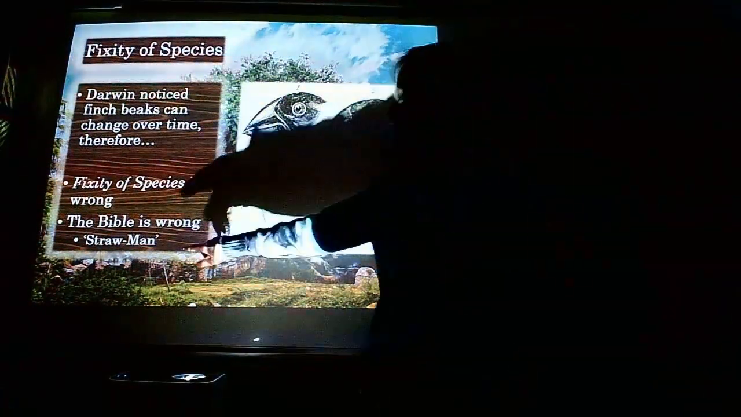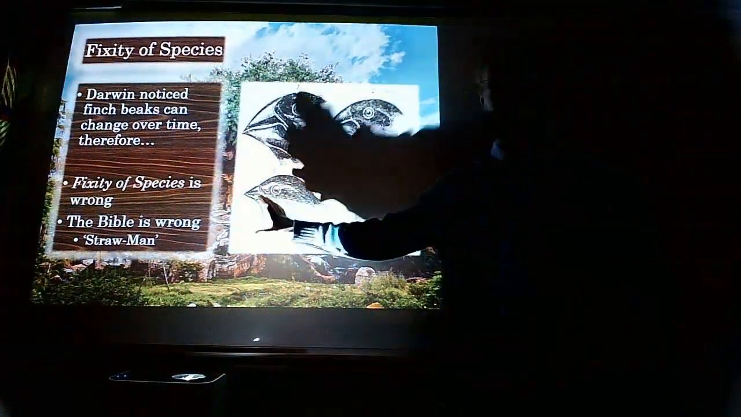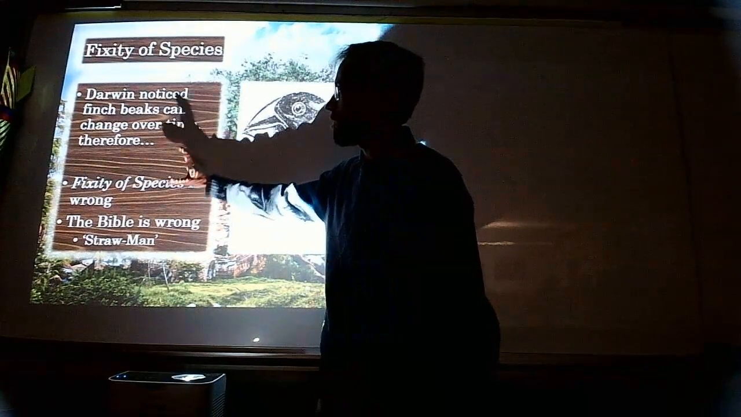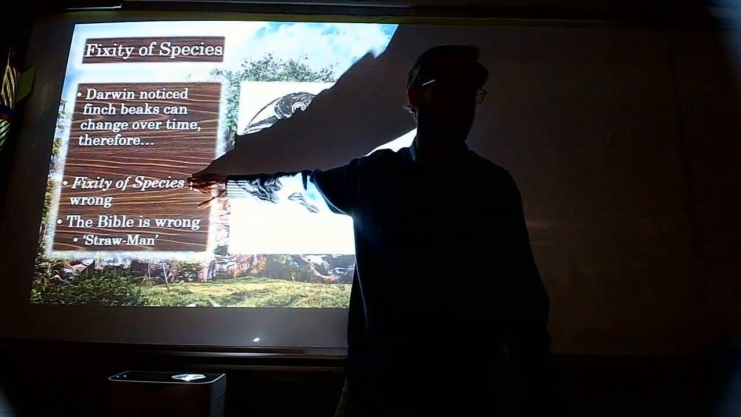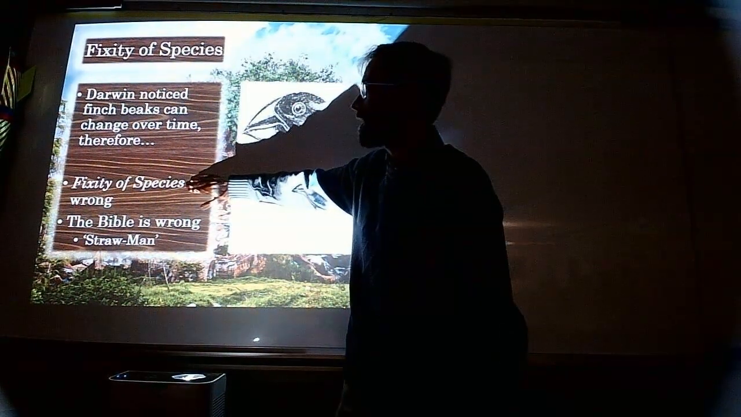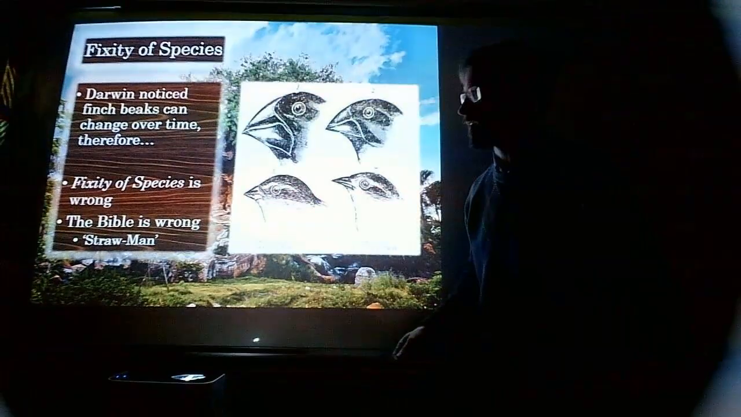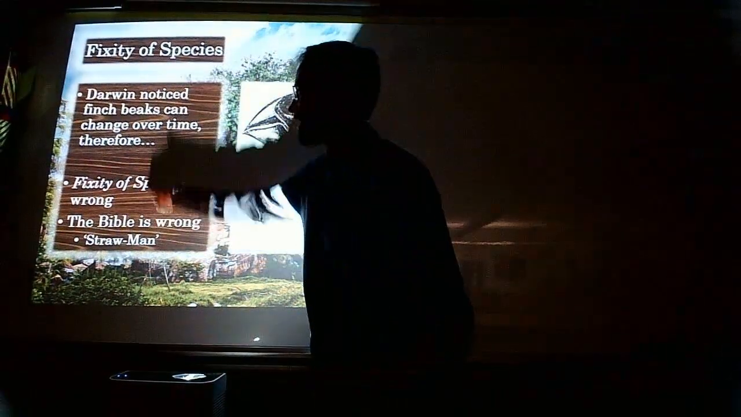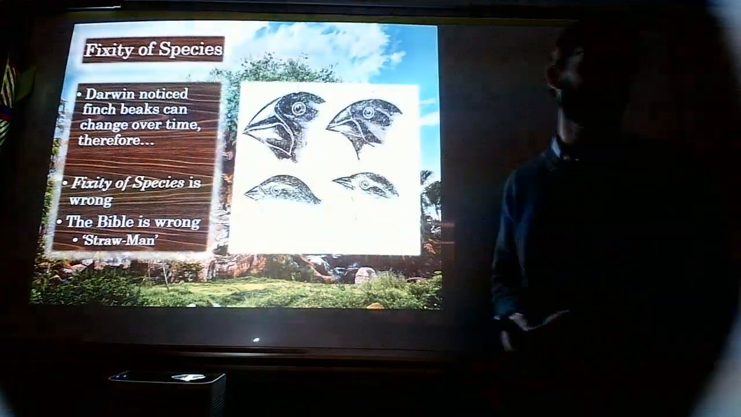So we call that a straw man argument, where you say something that's true, you tear this idea of fixity of species down. That's absolutely correct. Fixity of species is not a thing. Species change over time. That's 100% true. But the Bible doesn't teach that. So they're saying fixity of species is wrong, therefore the Bible is wrong. Well, these two things are not connected. The Bible doesn't teach that. So we call that a straw man argument.